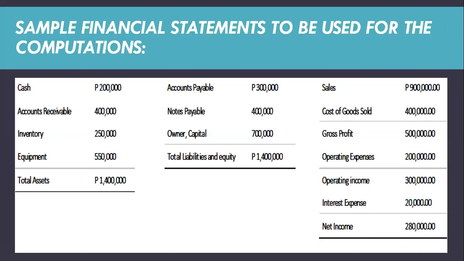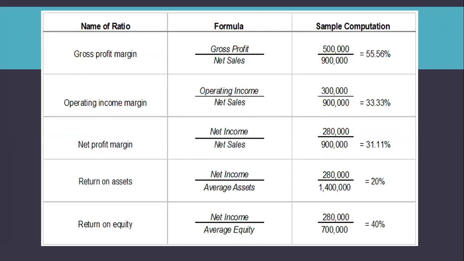So, may different formula po tayo. Ito po yung formula ng gross profit margin: gross profit over net sales. Divide lang po yan, then times 100. Kasi 500,000 divide 900,000 is equals to 0.55. So, ang gagawin nyo po, times 100. So, equals to 55.56%. Okay po? Kaya nag-appear yung 55.56.